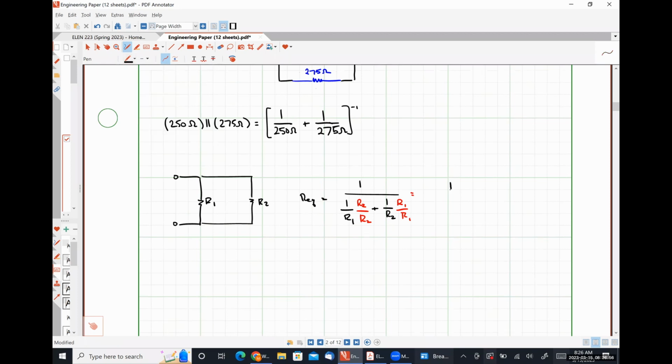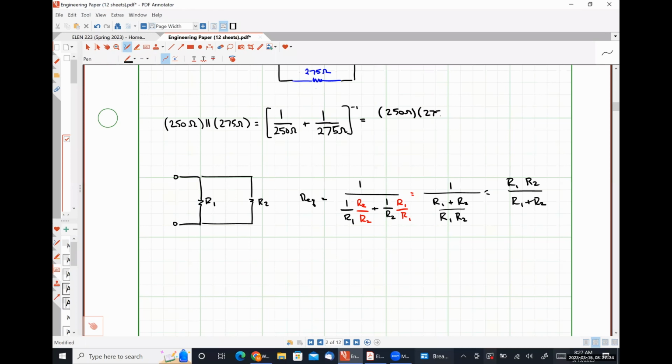And so what that's going to give me is 1 over, and I'm going to have a common denominator of R1 times R2 in my denominator. And then in this numerator, I'm going to have R1 plus R2. And then since I have 1 over that fraction, it's simply the reciprocal, R1 times R2 over R1 plus R2.